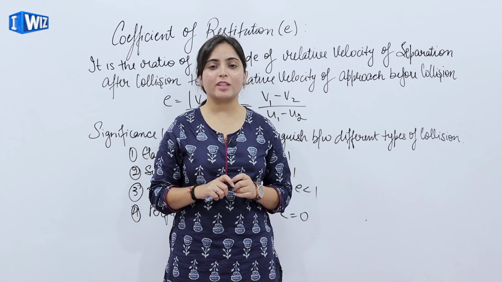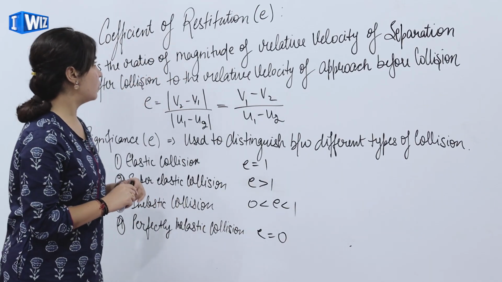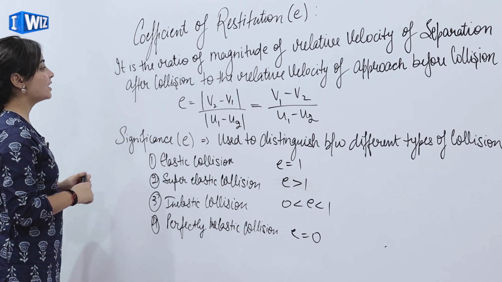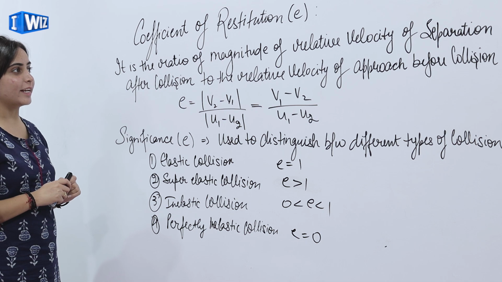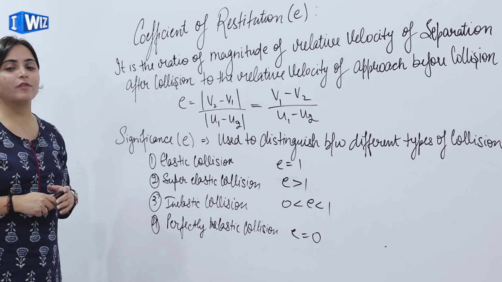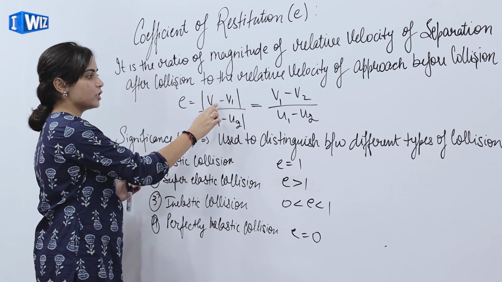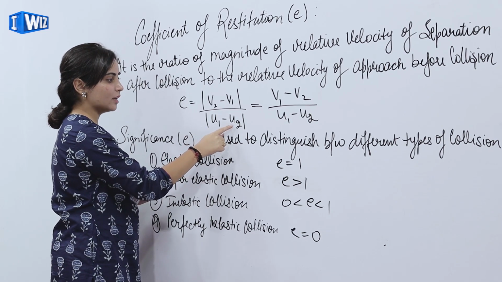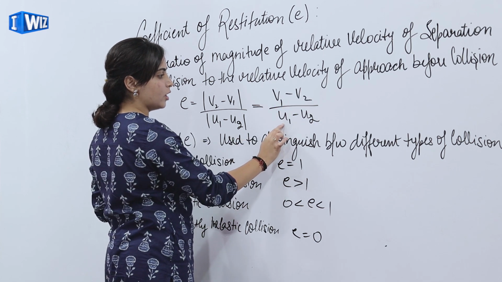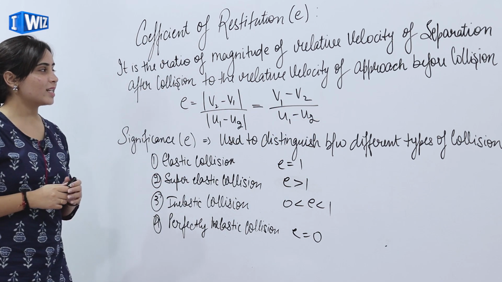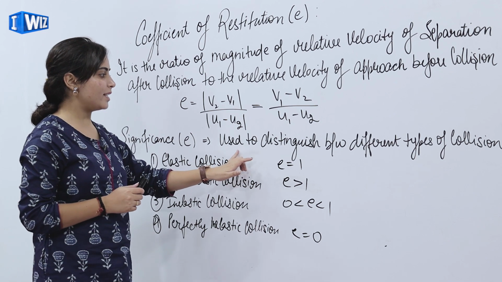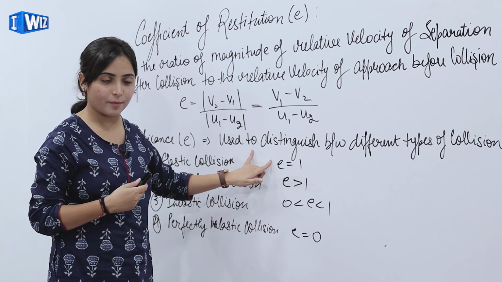After studying elastic and inelastic collision, we'll discuss the coefficient of restitution, which is denoted by small e. It is the ratio of the magnitude of relative velocity of separation after collision to the relative velocity of approach before collision. That is v2 minus v1 upon u1 minus u2. Taking the modulus of both, we can write v1 minus v2 upon u1 minus u2. Now what is the significance of this coefficient of restitution?